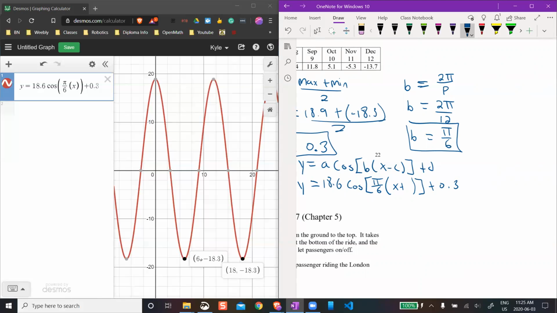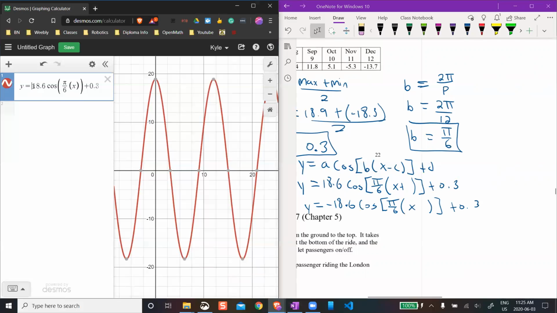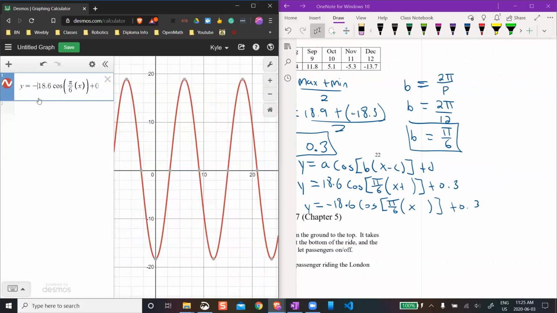Or here, there's another one. I could flip this thing upside down. I could say y is equal to negative 18.6 cos pi over 6, and then think about what that did. So x, leave that open for a second, plus 0.3. If I threw a negative into that, it flips it upside down, like you expect. It flips over the x-axis, so now I'm down there.